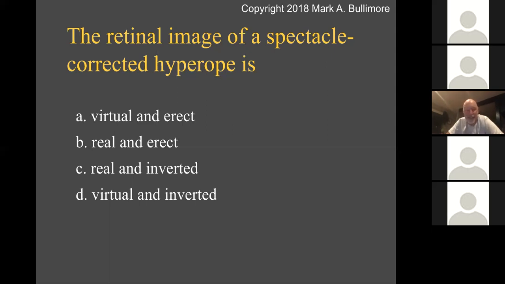Okay, full marks to DC. Real and inverted, okay? Our retinal images are always real and they're always inverted. The fact we're talking about a spectacle corrected hyperope really doesn't matter. Now, if I change the question up a bit to a myope, what's the right answer here, Darren? Very good. Still C. Our retinal images are always real, otherwise we wouldn't be able to see them, and they're inverted.